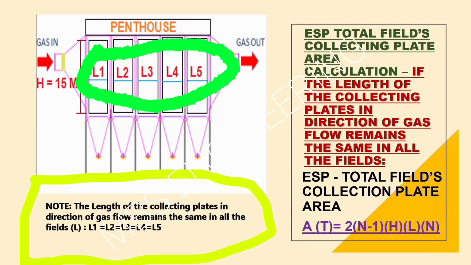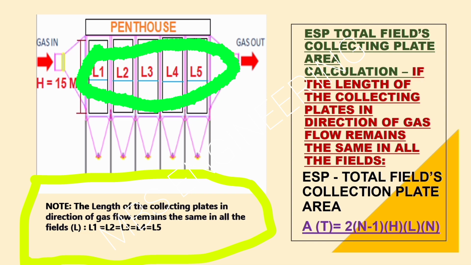Note: please refer to the snaps. The length of the collecting plates in the direction of gas flow remains the same in all the fields. It means length L values remain the same in all the fields. L1, L2, L3, L4, and L5 values remain the same in all the fields.